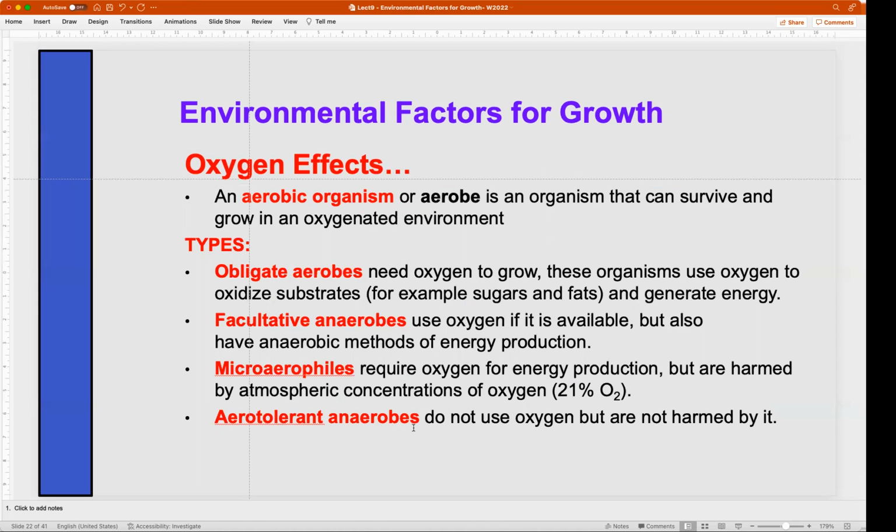And this slide essentially repeats everything. Aerobic organisms survive in oxygenated environments. Obligate aerobes need oxygen to grow. They use oxygen to metabolize everything. Facultative anaerobes use oxygen if it's available, but they have anaerobic methods of making energy. Microaerophiles require some oxygen. And aerotolerant don't use oxygen, but they're not harmed by it.